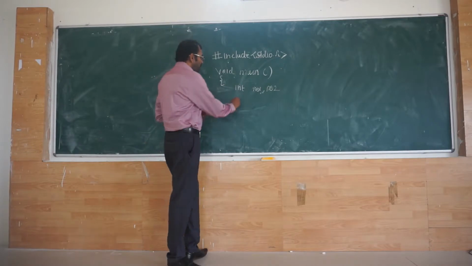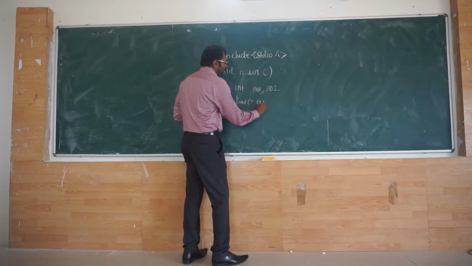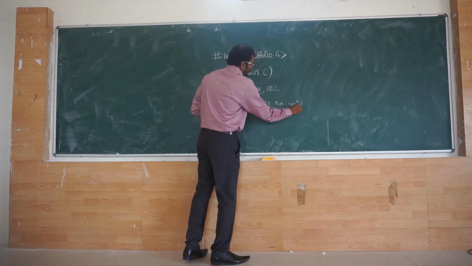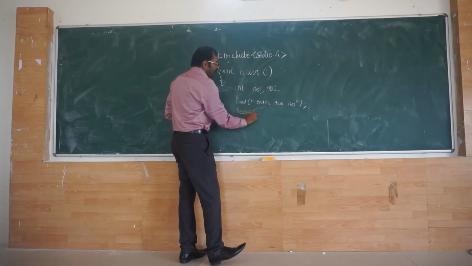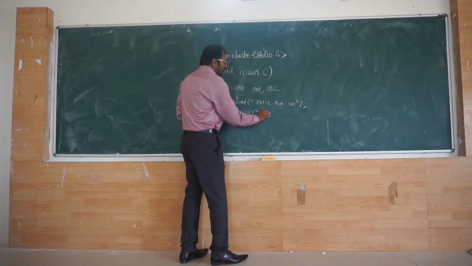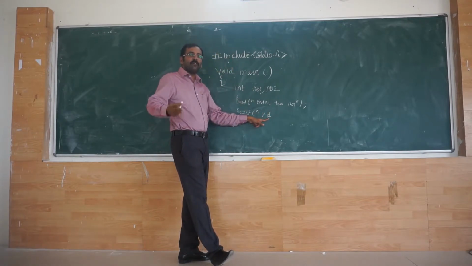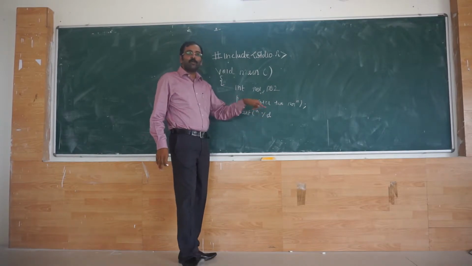For that, printf "enter 2 numbers" semicolon. Then scanf. Scanf is a statement for taking the value. If it is an integer, we have to use %d. If it is a float, we have to use %f. These are all things we have to memorize, right? If you put %f here, it will show an error.